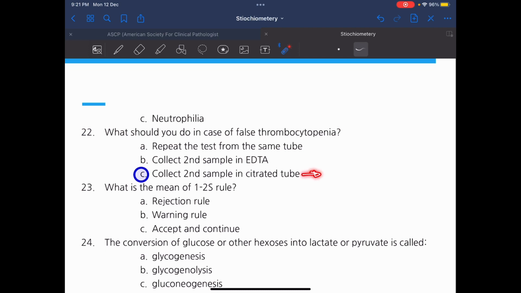And you need later to multiply by 1.1, the dilution factor of sodium citrate. So in case the result here for platelets is 100, you should multiply by 1.1 to get the final result for the correct platelet count.